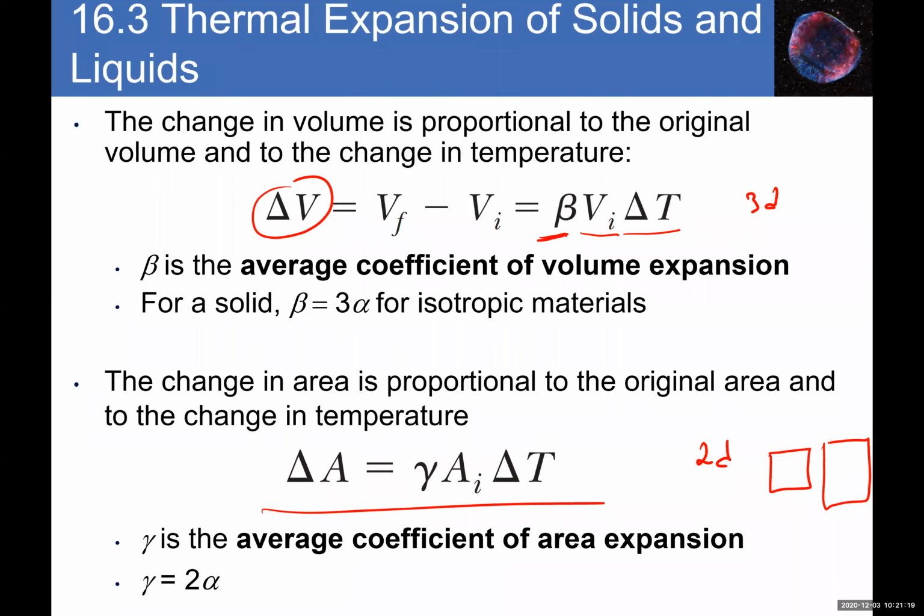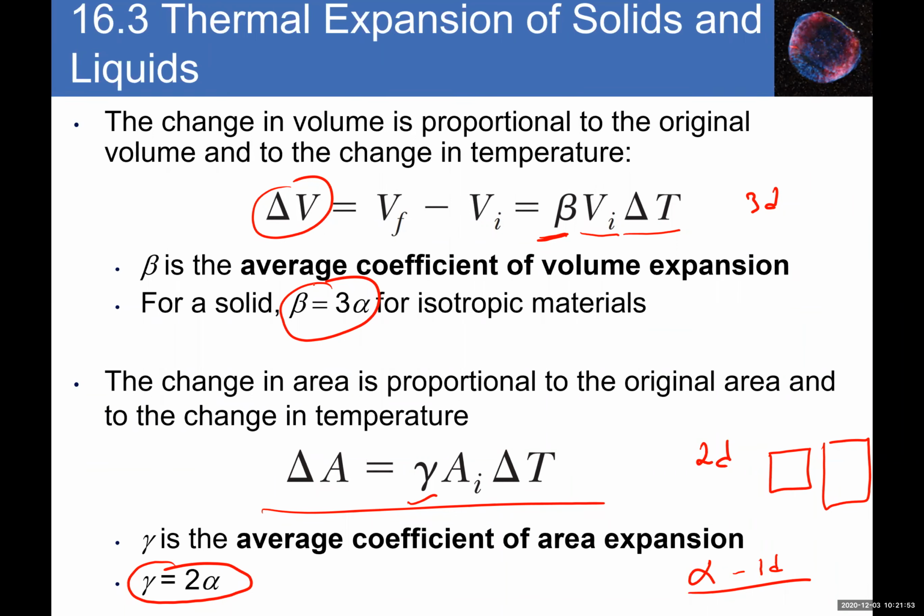So this is three-dimensional for the volume expansion. Area expansion is two-dimensional, given as gamma times the original area times delta T. An interesting thing here is, remember, alpha is a one-dimensional increase in length and gamma is two-dimensional. So it actually goes two times alpha in terms of the coefficient, because alpha is like, let's say, X, gamma is X and Y, so two times that. And beta is X, Y, and Z, so three times alpha. So this is in terms of the coefficient.